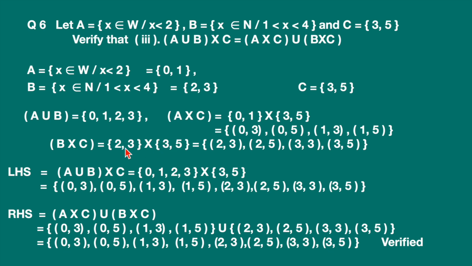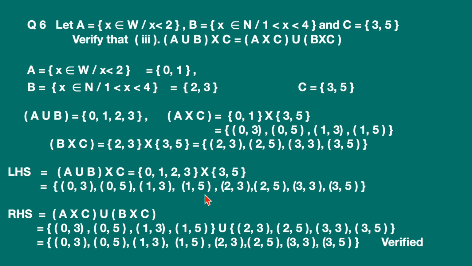Now do the cross product: (2,3), (2,5), (3,3), (3,5). Write it down. Okay, this is B cross C. Now let's take the LHS. Let us do A union B cross C. We found out A union B. It is this. Write it down. C is {3, 5}. Write it down.